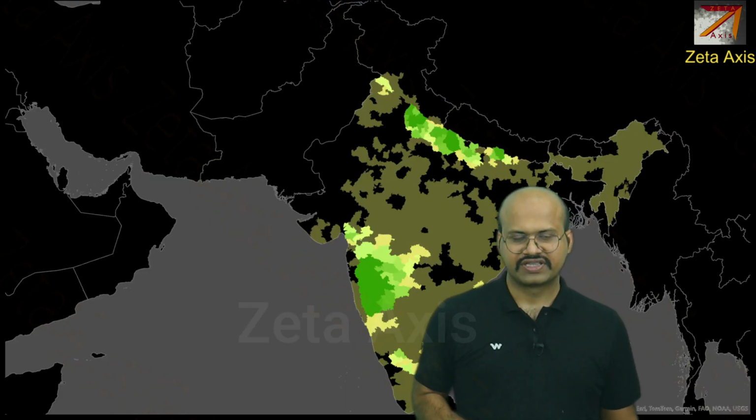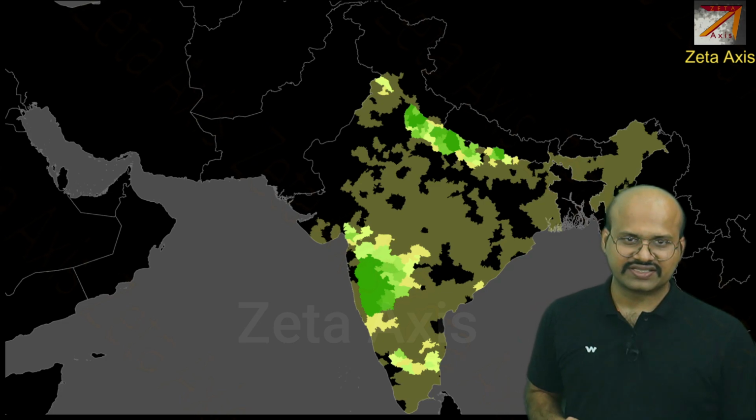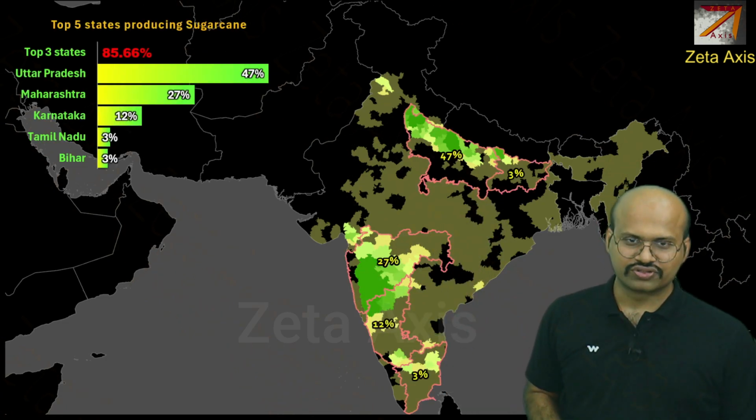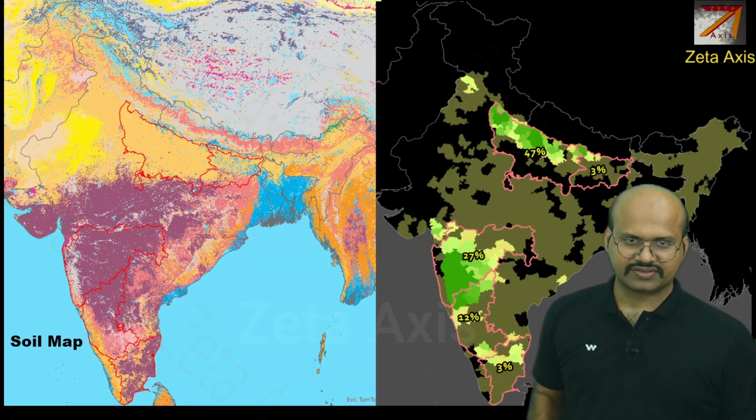These are the regions in India where sugarcane is produced, and we can see that it is produced in Uttar Pradesh, and it is also grown in western India in Maharashtra. If you see the major states which produce sugarcane, then we have Uttar Pradesh at 47%, followed by Maharashtra at 27%, then we have Karnataka at 12%, Tamil Nadu at 3%, and Bihar at 3%.